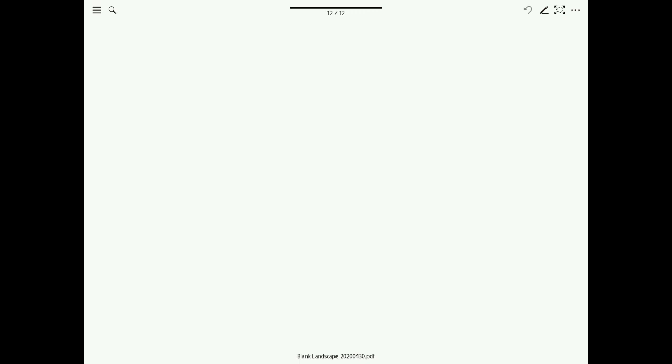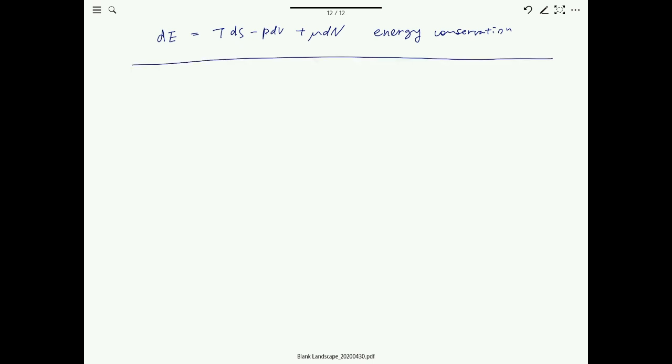As we mentioned many times, you should remember this from energy conservation: dE is TdS minus PdV plus mu dN. You can remember this equation from energy conservation. TdS basically is the dQ, right?